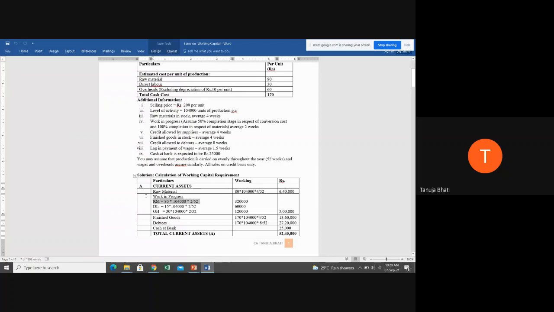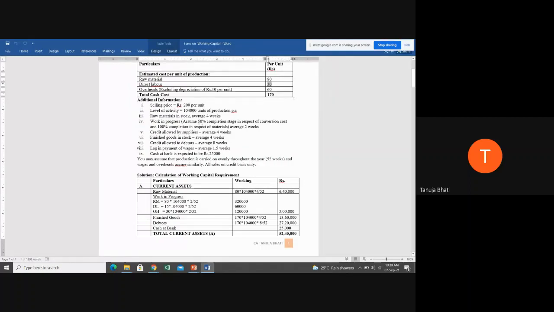Is the raw material calculation in work in progress clear? Yes, now we have to take direct labor. Now, for direct labor, should we take the full 30 rupees or should we take half of 30 rupees?